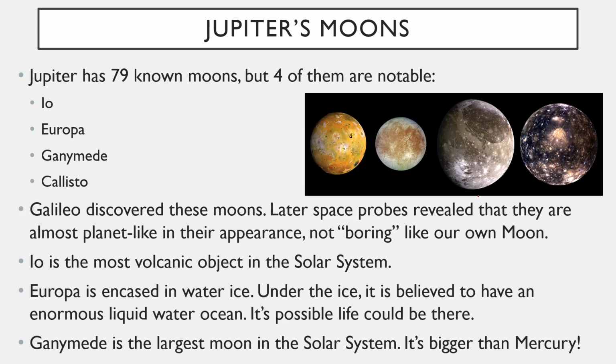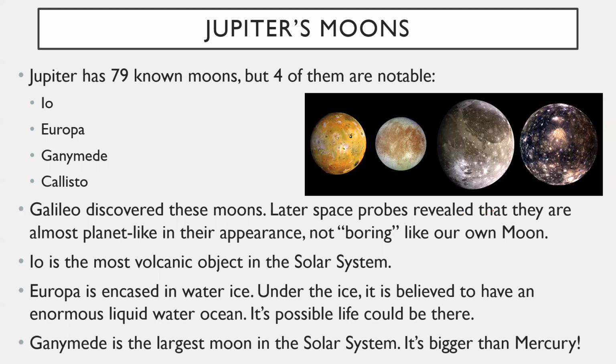You can't see them with the naked eye, but if you point a telescope at Jupiter, you can actually see some little things buzzing around it. And these 4, being the biggest moons of Jupiter, were the ones that were easiest for Galileo to spot. Now, later space probes revealed that they are almost planet-like in their appearance and not boring, quote unquote, like our own moon. All 4 of these are pretty interesting to look at. They're all unique in their own ways.